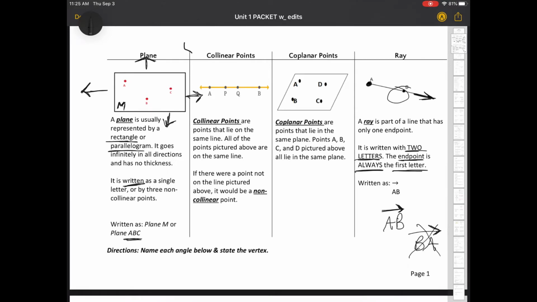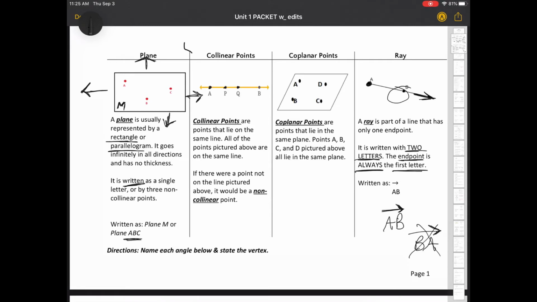Or again, you could pick those 3 points, A, B, and C, and call it plane ABC. So those are 2 ways you can name it. Now, what does collinear mean? Collinear points are points that lie on the same line. All the points pictured above are on the same line. So, for instance, A and P are collinear, A, P, and Q. All these points together are collinear.